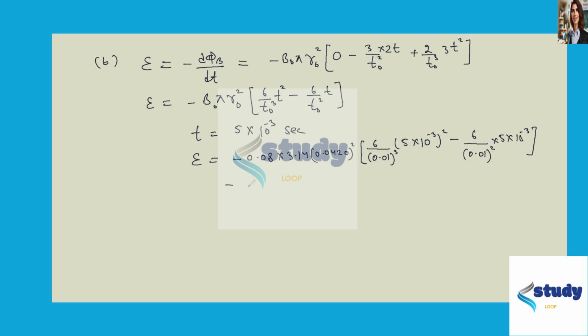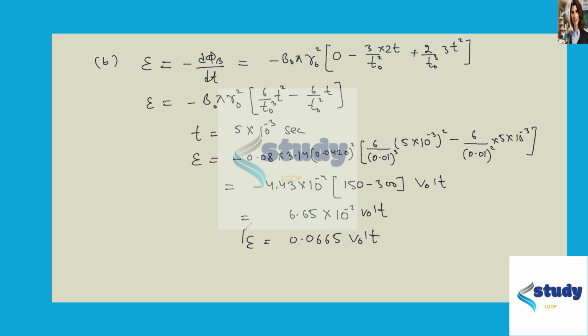So we get minus 4.43 multiplied by 10 raised to the power minus 4. In the bracket it is 150 minus 300, which finally comes out to be 6.65 multiplied by 10 raised to the power minus 2 volt, or we can say this is 0.0665 volt. So this is the answer for the second part of the problem, for the EMF induced.